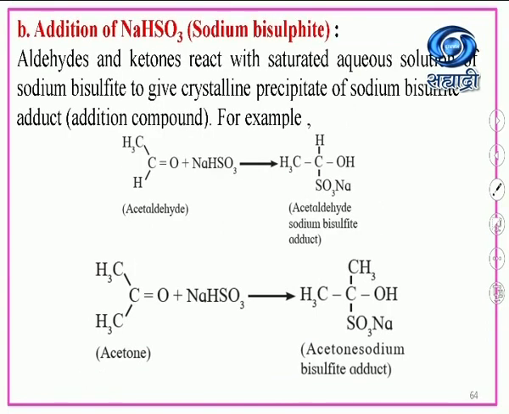Then addition of sodium bisulfite, NaHSO3. Aldehydes and ketones react with saturated aqueous solution of sodium bisulfite to give a crystalline precipitate of sodium bisulfite adduct, that is an addition compound. For example, take acetaldehyde, CH3CH C double bond O plus NaHSO3. Addition will take place here and you will get CH3C bond OH, bond H and bond SO3Na. That is the acetaldehyde sodium bisulfite adduct. This is with the aldehyde.